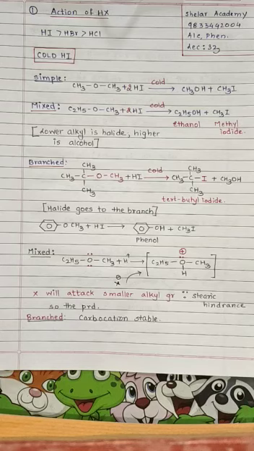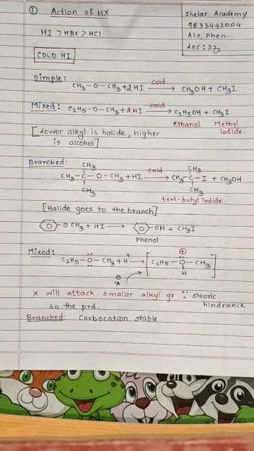Now next, in a branched ether the halide goes to the branch. The halide goes to the branch. So what is the product? The product is tert-butyl iodide.